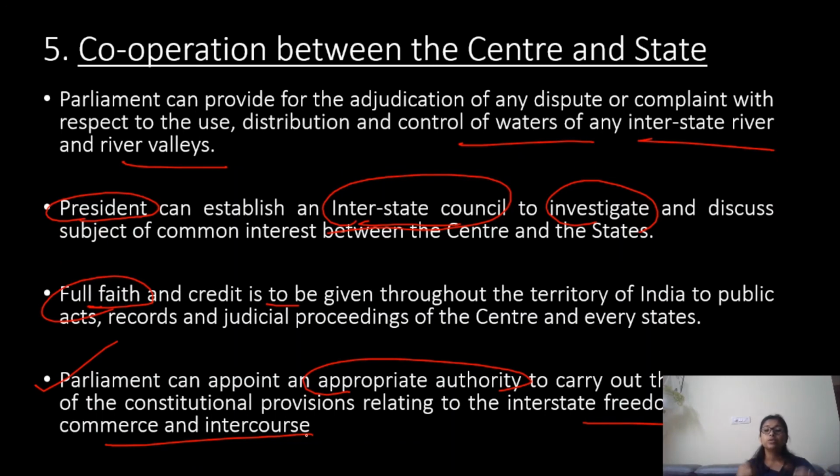So here, with more than two or three states, their involvement is required. Relating to these matters, so that people can freely do trade, they should get that interstate freedom of trade, commerce and intercourse. For that, Parliament can appoint an appropriate authority to carry out all these purposes, to take decisions relating to the matter, or to solve the disputes relating to all this interstate freedom of trade, commerce and intercourse.